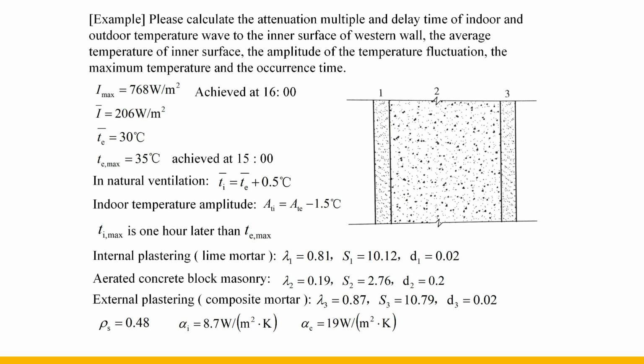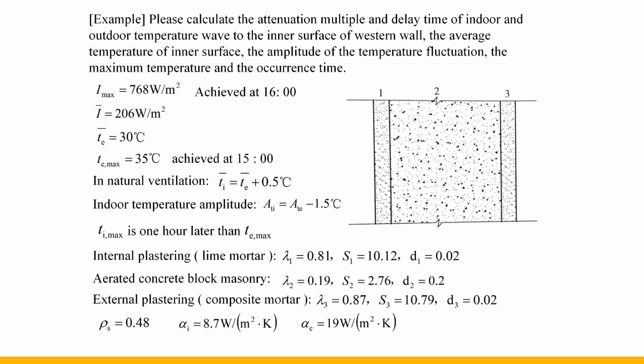The average outdoor temperature is 30 degrees Celsius, and the highest value is 35 degrees Celsius at 15 o'clock. The indoor average temperature is equal to the outdoor average temperature minus 0.5 degrees. The indoor temperature amplitude is equal to the outdoor temperature amplitude minus 1.5 degrees. The indoor maximum temperature is 1 hour later than the outdoor maximum temperature.